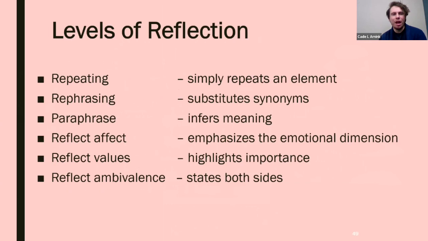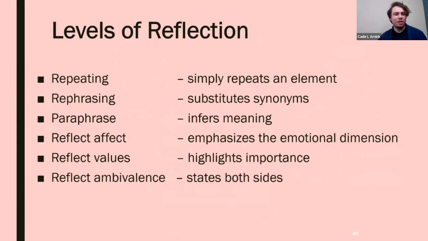there are a few different levels of reflection. We can simply repeat what someone has said, say it back to them. We can rephrase, where similarly we're saying it back to them, but we're adding in some synonyms. We can paraphrase, where we infer a specific meaning about what they said. We can reflect the affect of what they said, so we're looking at the emotional dimension of what they're saying. We can also reflect their values, highlighting specific things of importance. And finally, we can reflect ambivalence, stating both sides of what someone is saying.